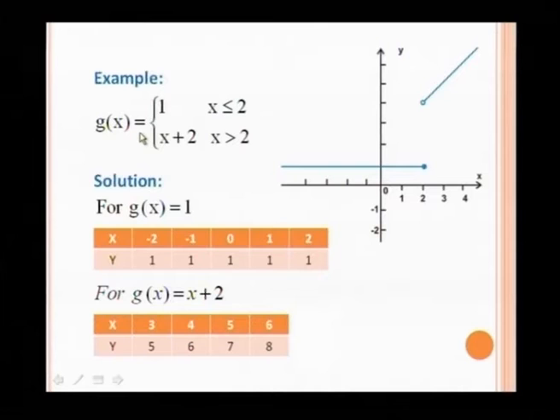To draw the graph of this function, we would be having this straight line. This dot represents that 2 is included in the graph of the function. To draw the graph of the second function, which is g of x is equal to x plus 2, as you can see that this graph is defined on all the values of x which are greater than 2. So by joining the points, we get the graph of x plus 2 over here.